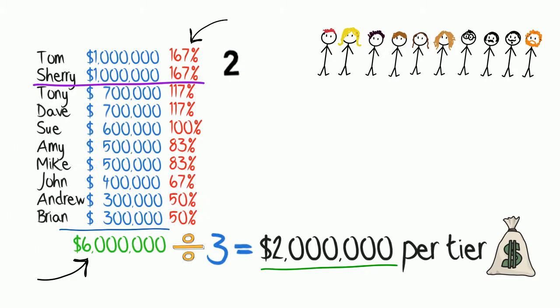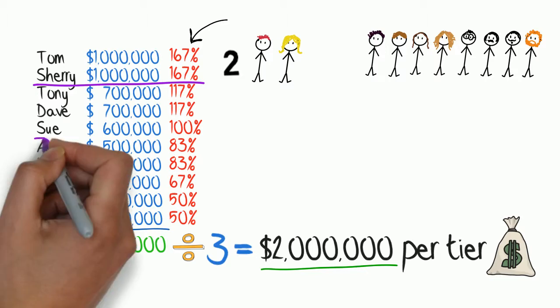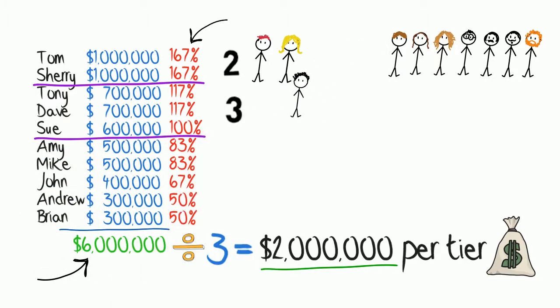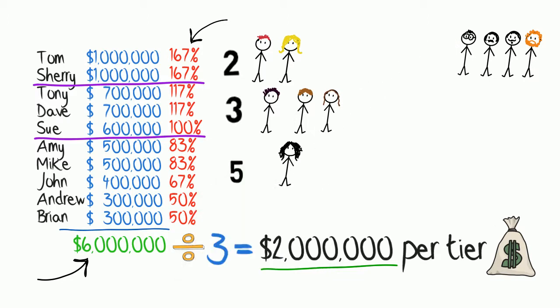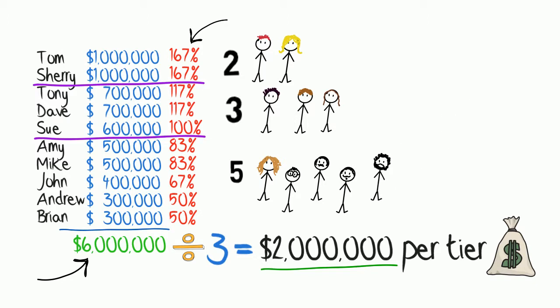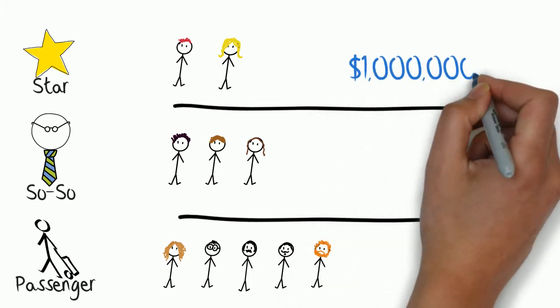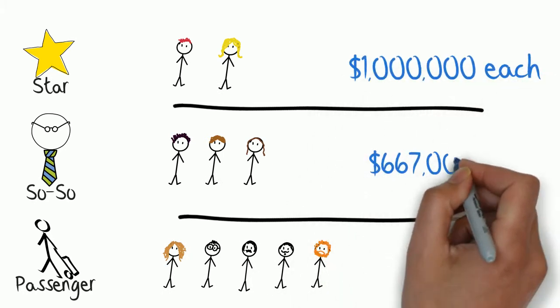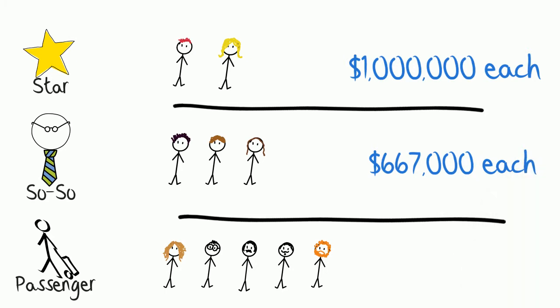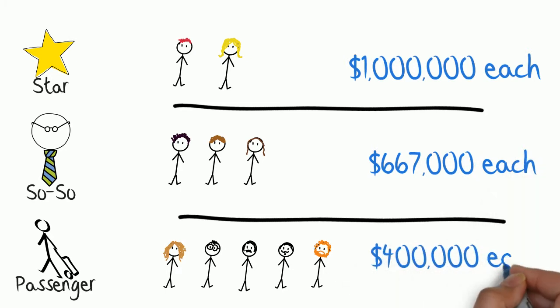It requires two in the top tier to equal $2 million. It takes three in the middle to come up with a $2 million requirement. And five, half of our 10-person sales team, are required to come up with $2 million in sales value to occupy the bottom tier. That also means the average sale for each tier is $1 million for each star, $667,000 for each so-so player, and $400,000 for each passenger. Now we have something we can manage.